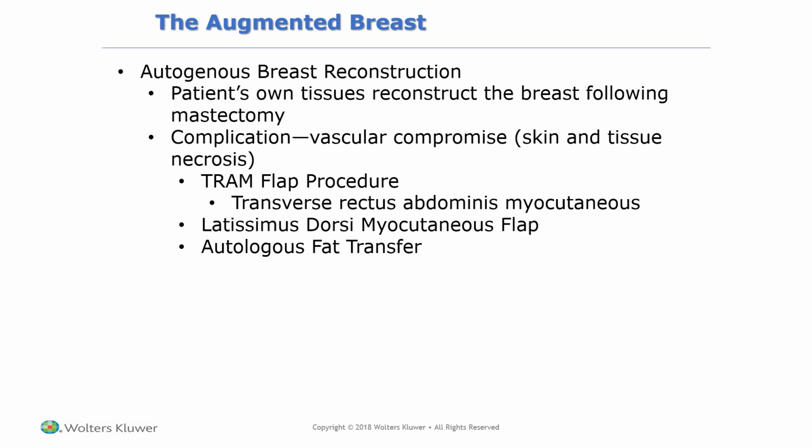A couple different approaches that they might use for these autogenous, meaning from itself, breast reconstructions would be the TRAM flap procedure, where they use the transverse rectus abdominis myocutaneous approach, and they utilize muscles from that general area to reproduce the breast. They can also do a latissimus dorsi myocutaneous flap, where they're utilizing those muscles for the recreation, and then the autologous fat transfer, where they're taking adipose tissue from other areas of the body and then transferring it to the breast.